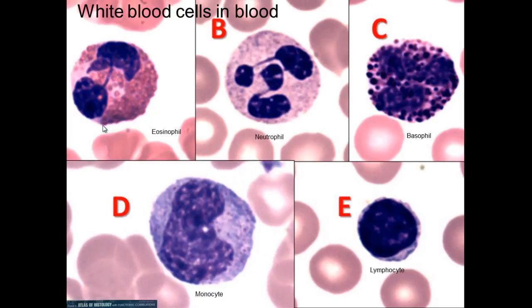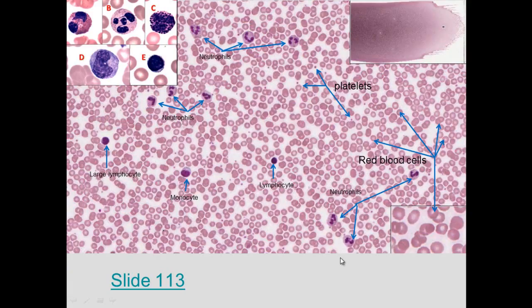Again, we can see those. Here's the eosinophil, with big granules and a lobulated nucleus; the neutrophil with smaller granules; and the basophil with large blue granules. The monocyte is a much bigger cell. The lymphocyte is just a little larger than the red blood cells.